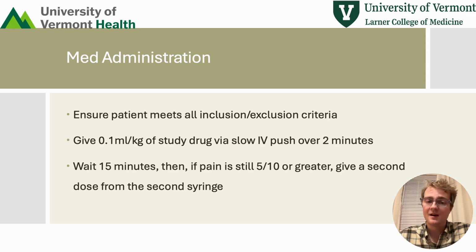So once you confirm all the inclusion, exclusion criteria, you're certain that the patient meets those criteria, you've double checked yourself, then you can open that drug kit, and then you're going to give 0.1 mLs per kilogram or 1 ml per 10 kilograms via slow IV push over 2 minutes, and then a slow flush as well. Then you're going to wait 15 minutes. If the patient's pain is still 5 out of 10 or greater, give a second dose from the second syringe.